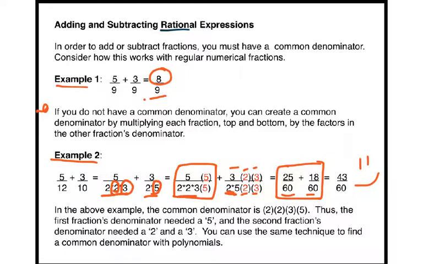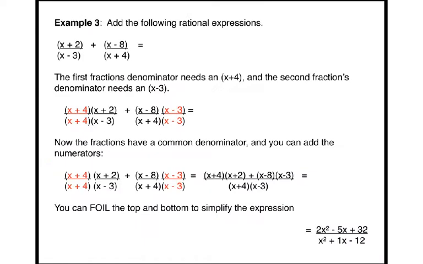You can use the same technique to find a common denominator with polynomials. Let's take a look. Example 3. Add the following rational expressions. Well, the first fraction has an x minus 3 in the denominator. The second fraction has an x plus 4 in the denominator. Thus, the first fraction's denominator needs an x plus 4, and the second fraction's denominator needs an x minus 3.